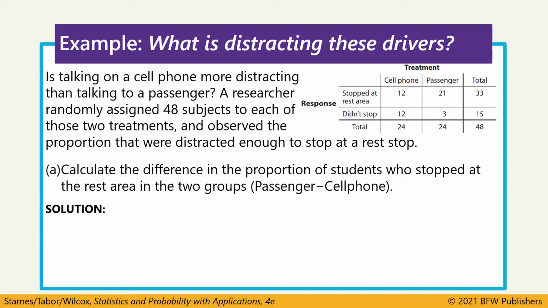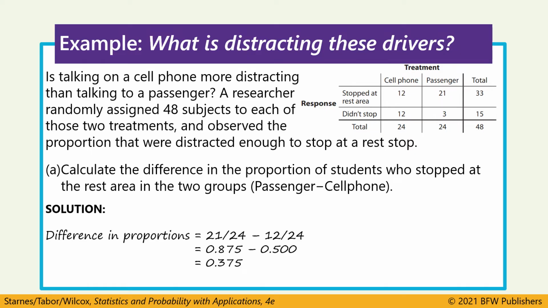First step, we want to calculate the difference in the proportions of these two groups, passenger minus cell phone. So in the passenger group, there were 24 subjects, and 21 of them stopped at the rest stop. This is this fraction right here. Cell phone group, it was 12 out of 24. When we subtract those two proportions, it's a difference of 0.375 or 37.5%.